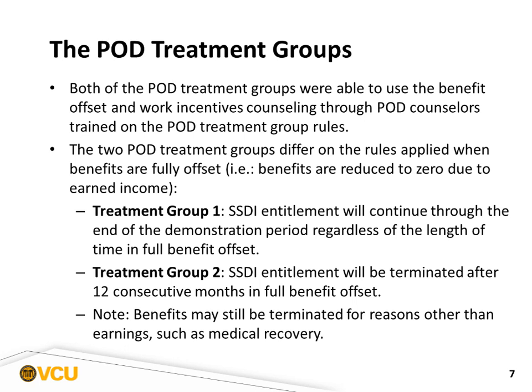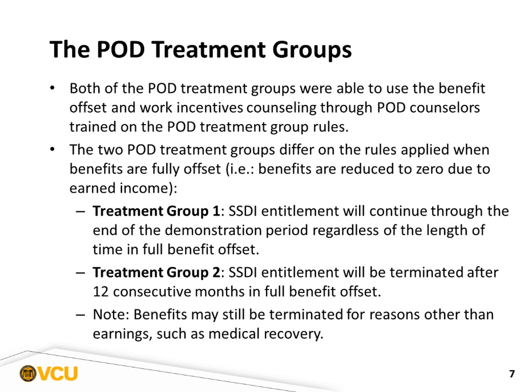Now, the 2 POD treatment groups do differ in policies applied once benefits are fully offset, and that means that when an individual's earnings are high enough that the SSDI cash payment has gone to 0, that would be considered fully offset. That's what that phrase means. When benefits are reduced to 0 due to earned income, this is where the difference between the 2 treatment groups comes in. So for treatment group 1, SSDI entitlement will continue through the end of the demonstration period, regardless of the length of time that the individual is in full benefit offset.